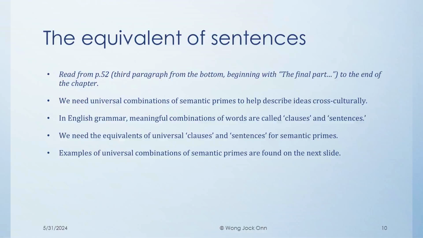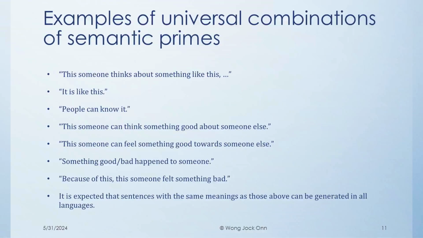We need universal combinations of semantic primes to describe ideas cross-culturally. In English grammar, meaningful combinations of words are called clauses and sentences. We need the equivalents of universal clauses and sentences for semantic primes. Examples of universal combinations of semantic primes are found on the next slide. Here are examples of combinations that are expected to be universal.